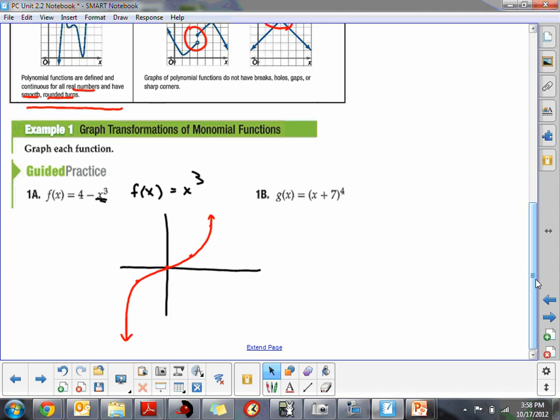But what's one of the things that we have to do to this graph? Well, one of the things that we see is that there's a negative in front. So if it makes more sense, it's a 4, we can put plus a negative x to the third.